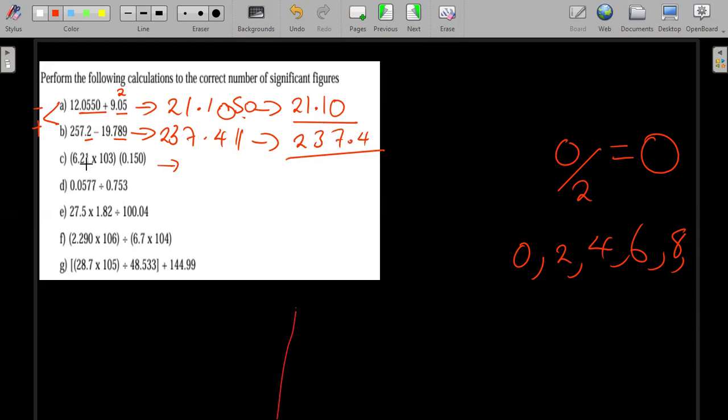We are multiplying 6.21 by 103, then again by 0.150. We are actually multiplying three numbers there. What are we getting when we multiply those three numbers?